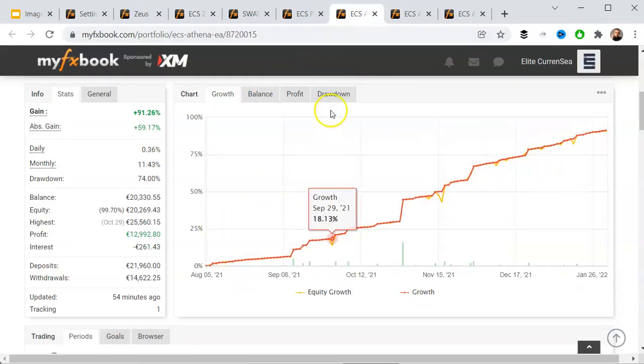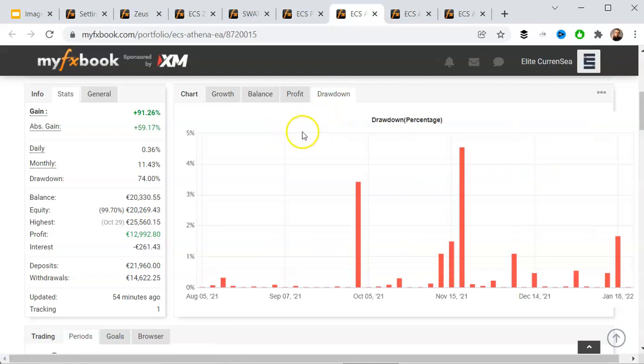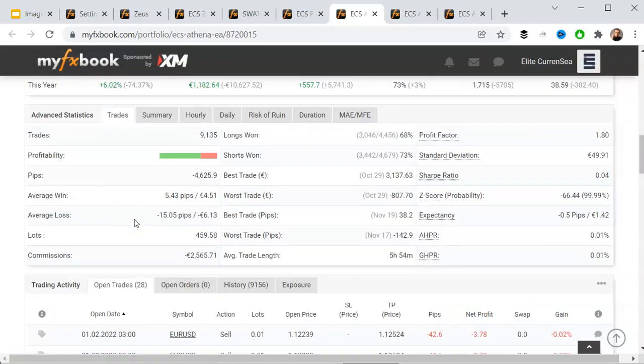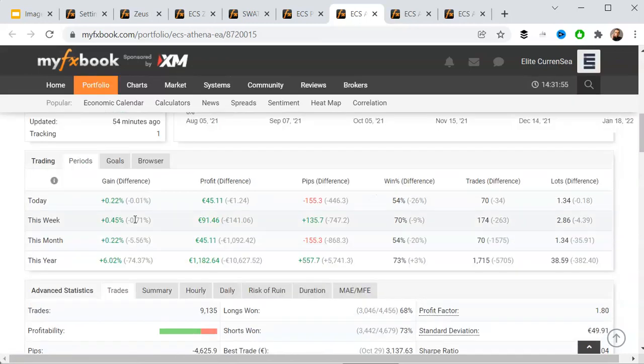Equity curve looks pretty good, as you can see. The drawdown has been less than 5%. This drawdown here is not from this EA. That was from a previous EA, Ultimate EA. So it's the same account, therefore you see that high level, but that's from a different period of time.